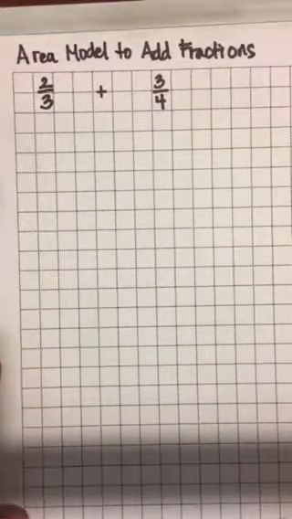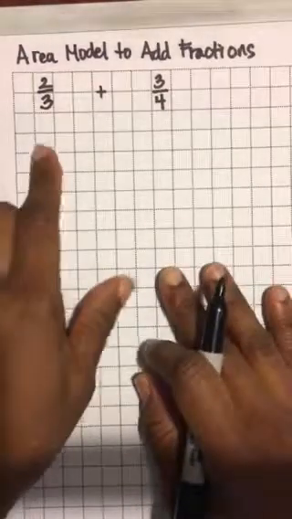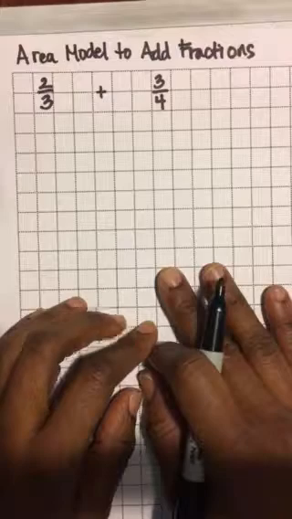Using an area model to add fractions. The area model is also called a rectangular grid. So, using an area model or a rectangular grid to add fractions. All right, so we have the addends 2/3 and 3/4.